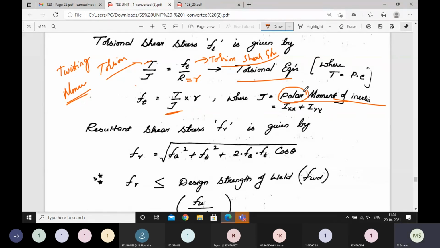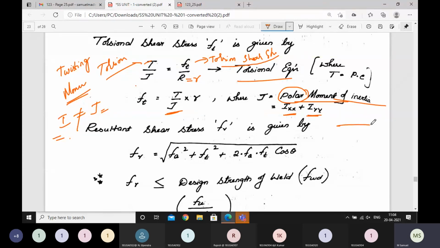Polar moment of inertia is different from normal moment of inertia. Okay, this I and J are not the same. I is not equals to J. This is polar moment of inertia. I is moment of inertia. These two are different. But you can calculate J very easily. How is that? You need to add Ixx and Iyy.